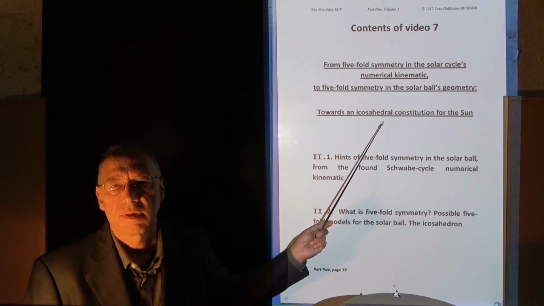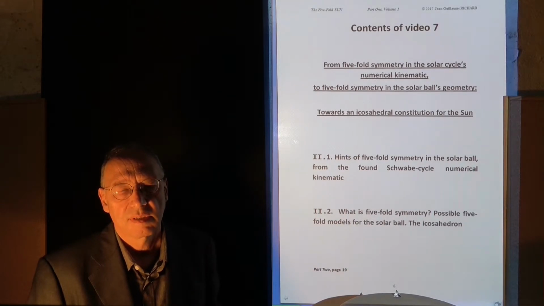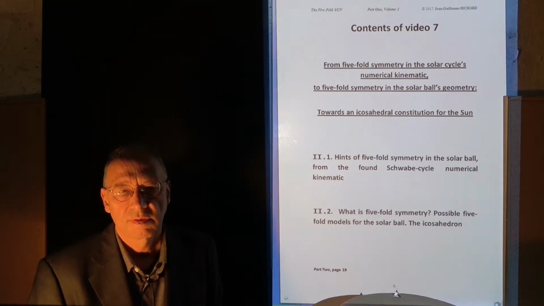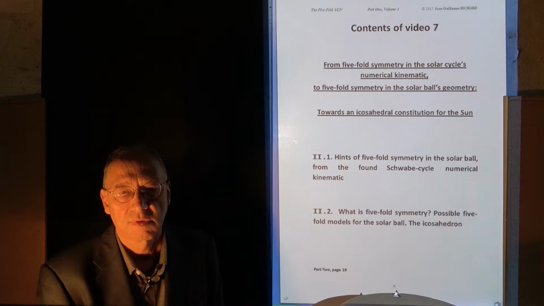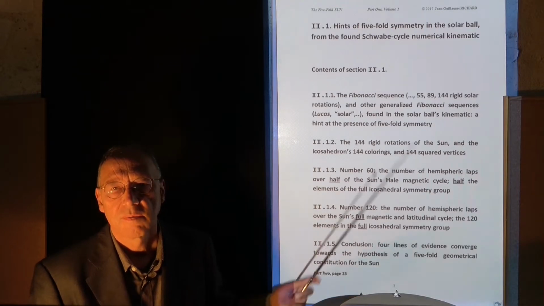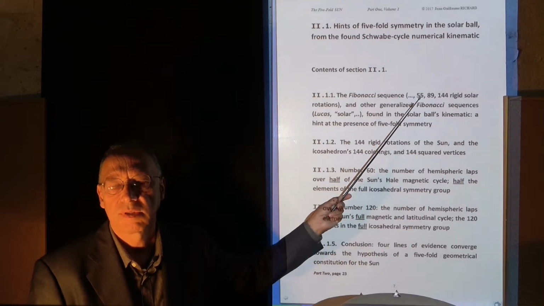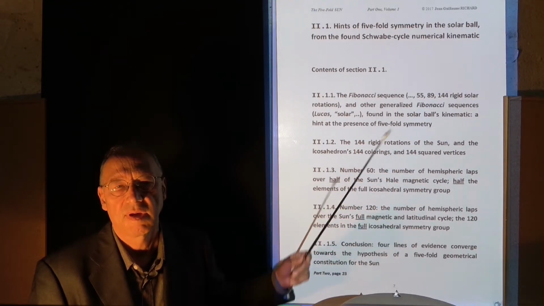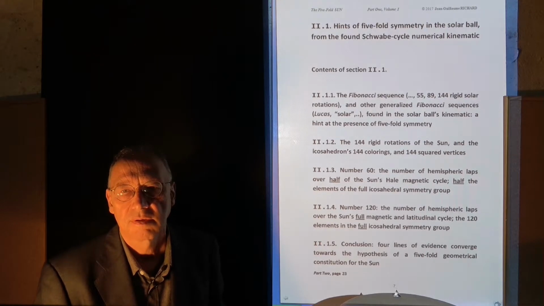And end with a basic suggestion of an icosahedral model. So we start with the hints of fivefold symmetry in the numerical kinematic, where we found the Fibonacci sequence in terms of rigid solar rotation across the solar cycle: 55, 89, and 144.